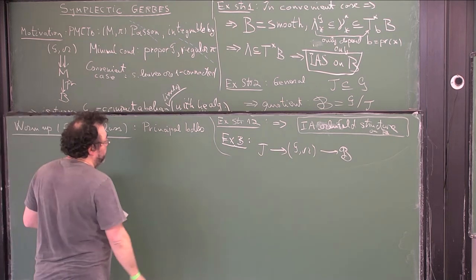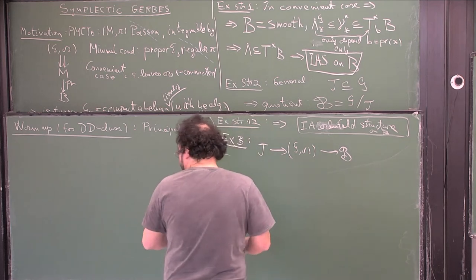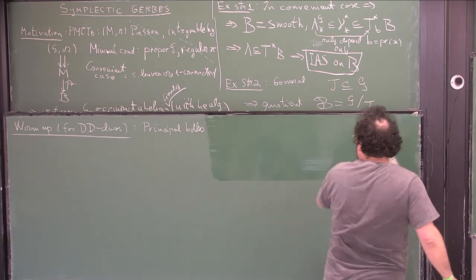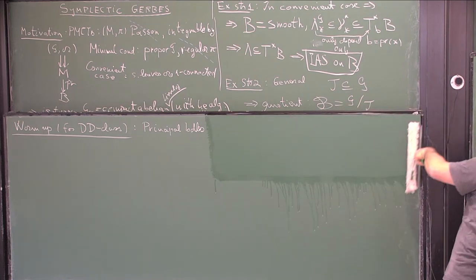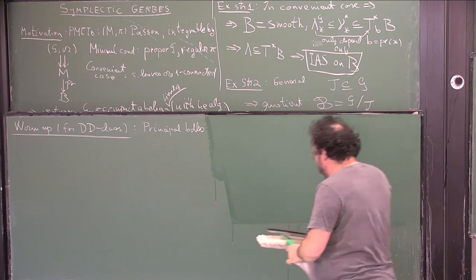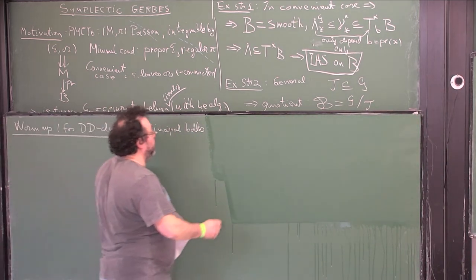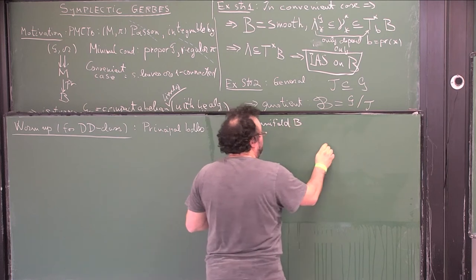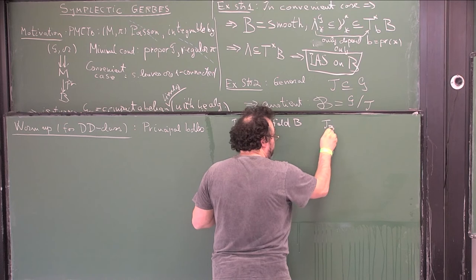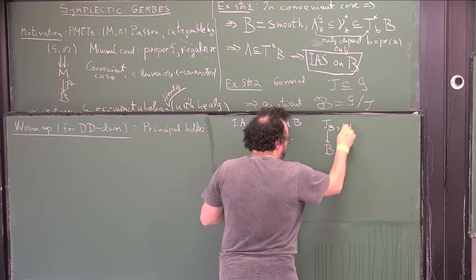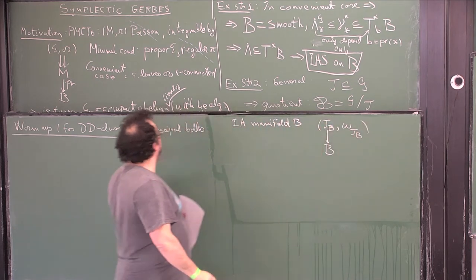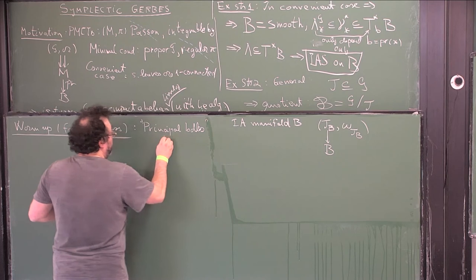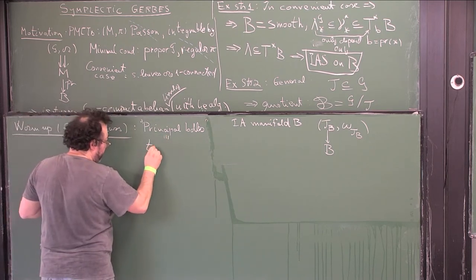So the principal bundles in this picture, so let me fix the setting. I'm starting with an integral affine manifold B. Over it I have this quotient of T star B by lambda, with its symplectic form. So principal bundles for this torus bundle, there is a standard terminology for that, which is a bit scary, but they are just principal bundles.